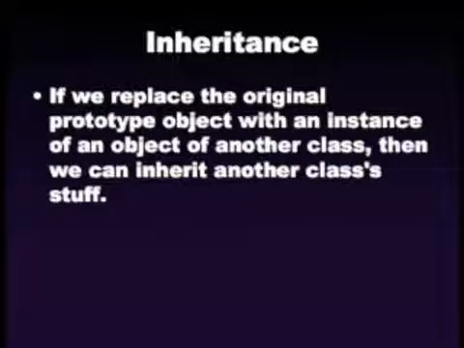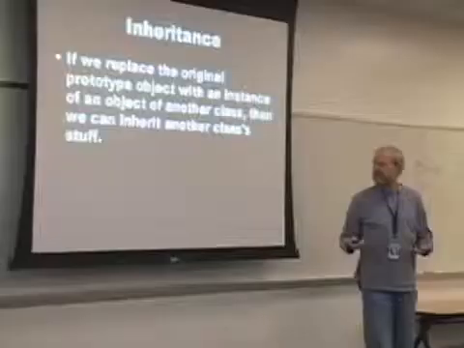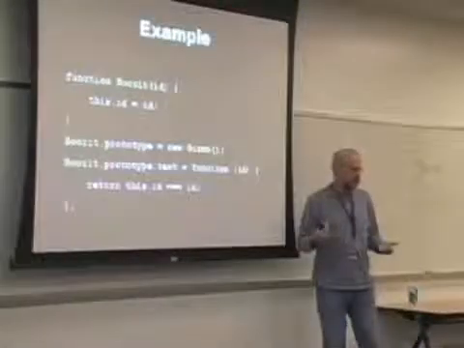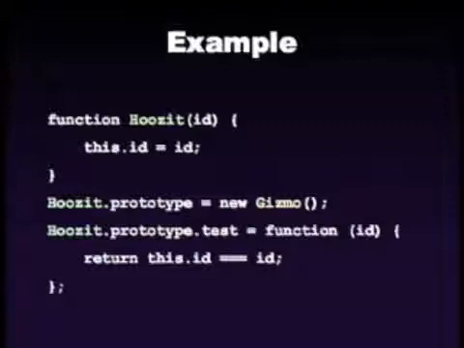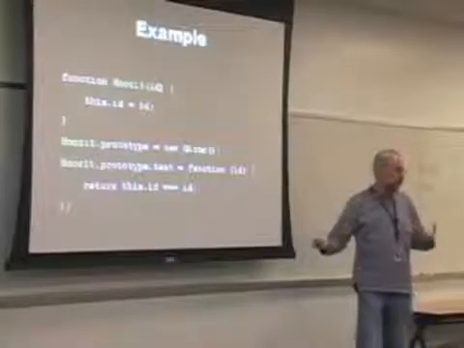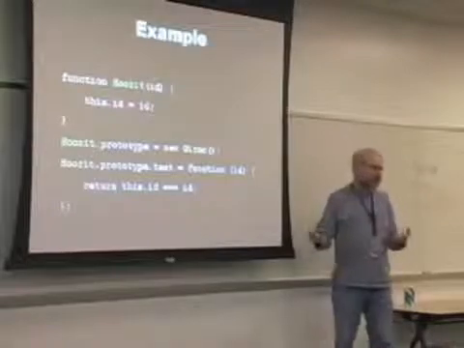Okay, but now we want to do inheritance with that. And that means that we blow away a constructor's original prototype and replace it with an instance of another one. So here's another example. We've got a whosit. And our whosit has a similar constructor to the gizmo. We're setting an ID. And then for the whosit prototype, we replace it with a new instance of a gizmo. And we're going to extend the prototype by augmenting it with another method, this time a test method, which will return true if the ID we pass in matches.